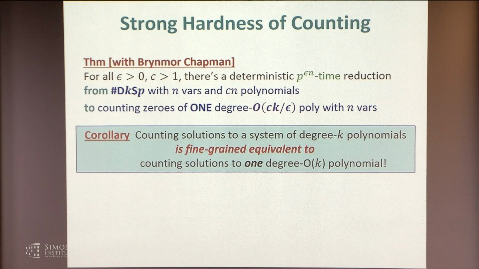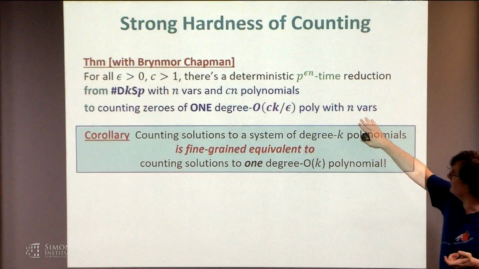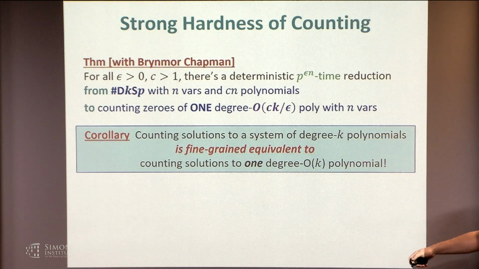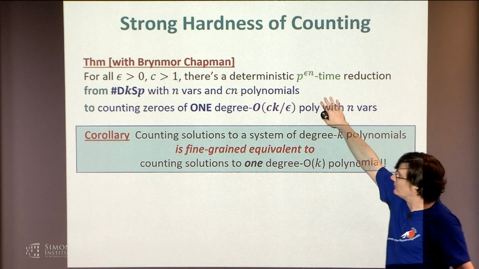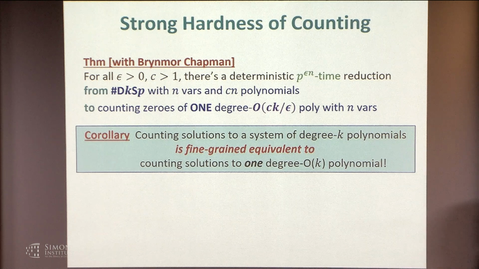So what does fine-grained equivalent mean? It means that they're equivalent to each other in a very strong sense, in terms of the parameter n. So if you had something that just barely beat exhaustive search for one equation, it would already work for a whole system because the number of variables did not increase at all. So you're not going to give a formal definition of that? No, I'm not going to give a formal definition of it, no.